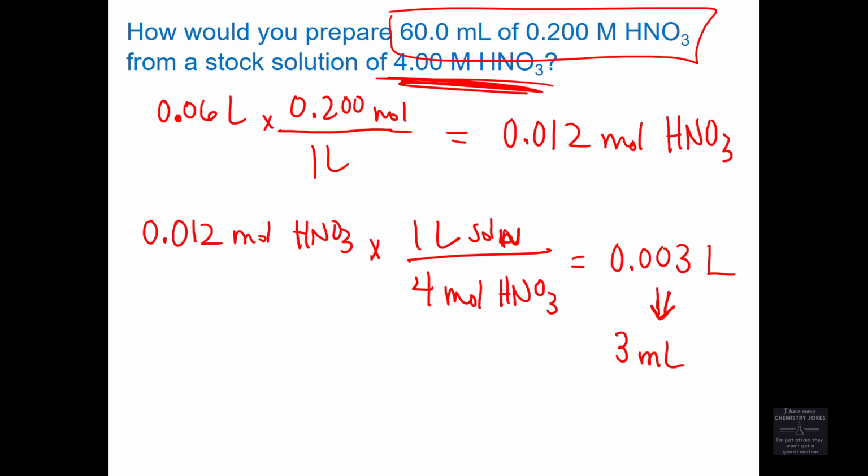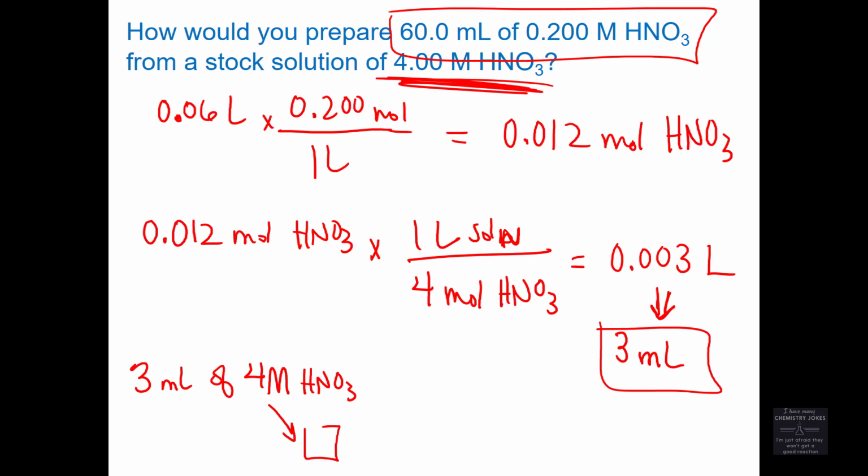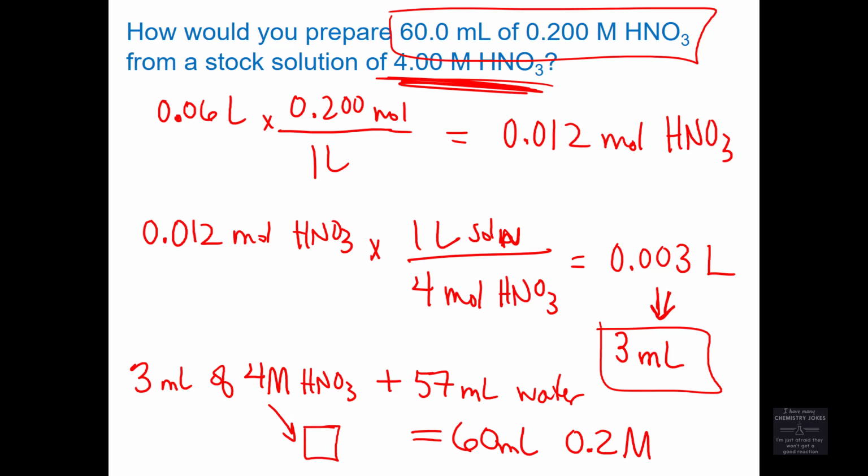So the way this solution would officially be prepared is I take 3 milliliters of the 4 molar solution and add it to a beaker or something. And then I add in 57 milliliters of water. So when I combine 3 milliliters of this 4 molar solution and 57 milliliters of water, what I end with is a 60 milliliter total solution that is 0.2 molar HNO3.